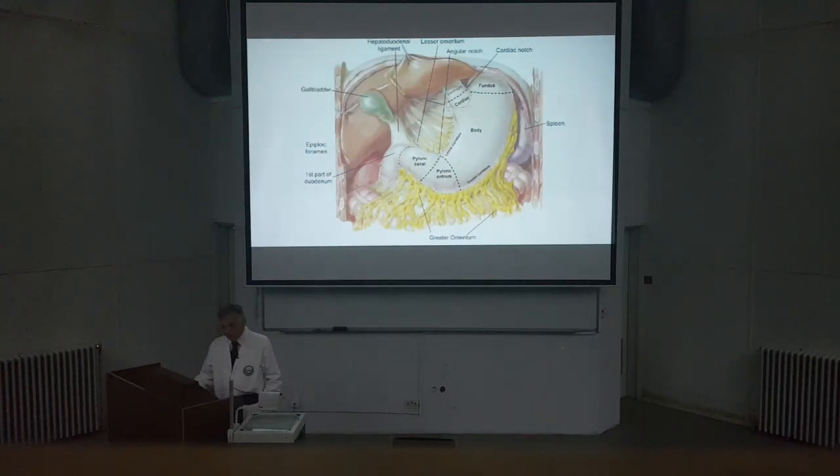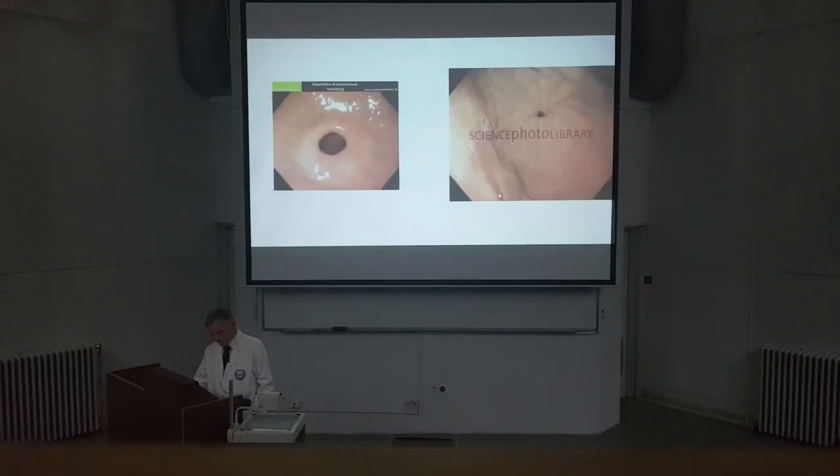This is also previous knowledge. It tells you the parts that we now know. It tells you that there is a lesser omentum going to the liver and a greater omentum hanging down. Closed pyloric sphincter, opened pyloric sphincter. Physiologists will tell you how this sphincter is going to open and close.